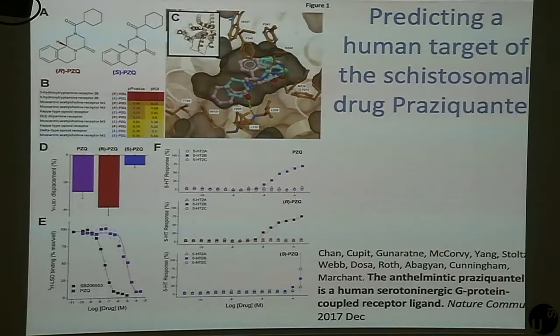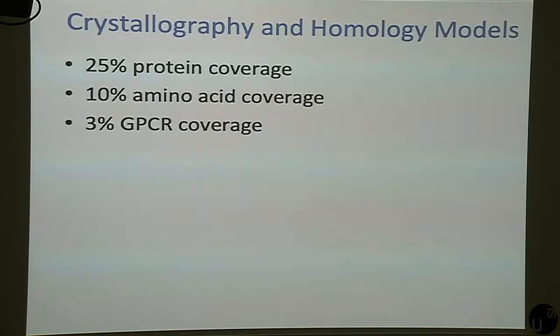It doesn't quite give us the bridge to what it does in the fluke, but it definitely reveals a new target of this drug, and shows even the difference between the two stereoisomers of praziquantel. So that's a recent publication which basically validates this method.